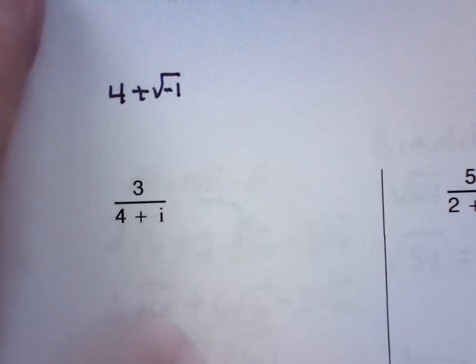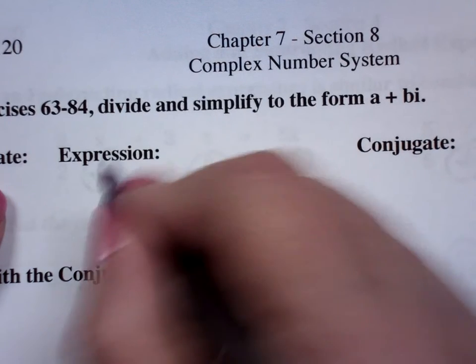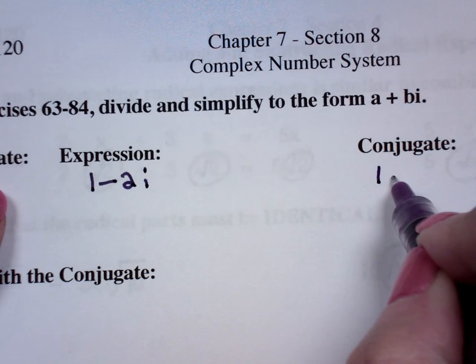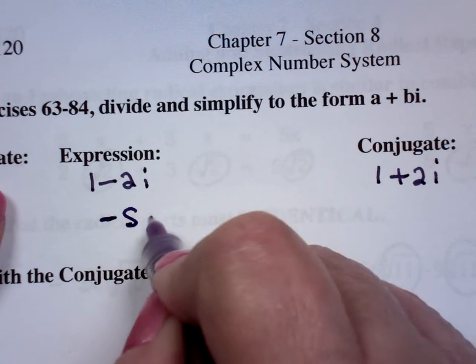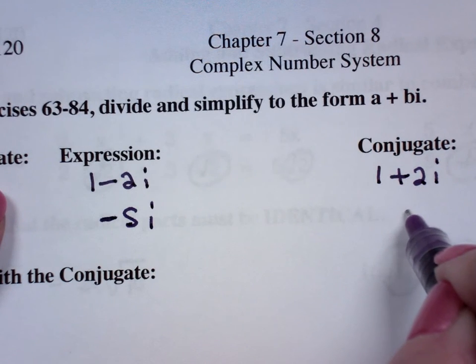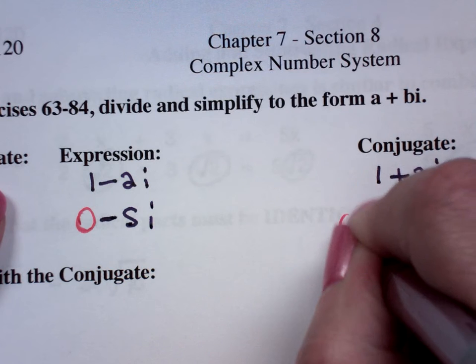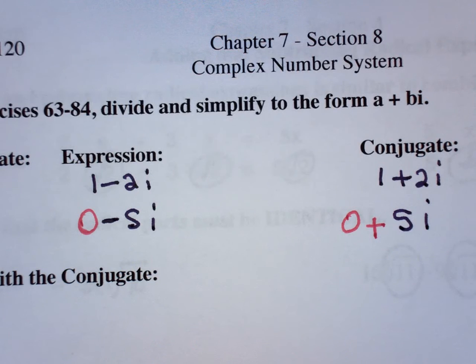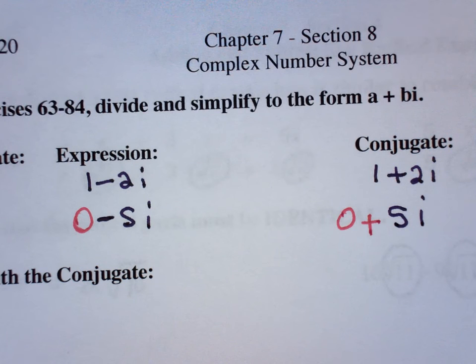You're going to need to use the conjugate, so that when I look at an expression, 1 minus 2i, its conjugate would be what? 1 plus 2i. And if I looked at minus 5i, what would his conjugate be? Positive 5i. And you say, well, why? Because this is 0 minus 5i. This would be 0 plus 5i. So in order to divide complex numbers or imaginary numbers, you need to use the conjugate.